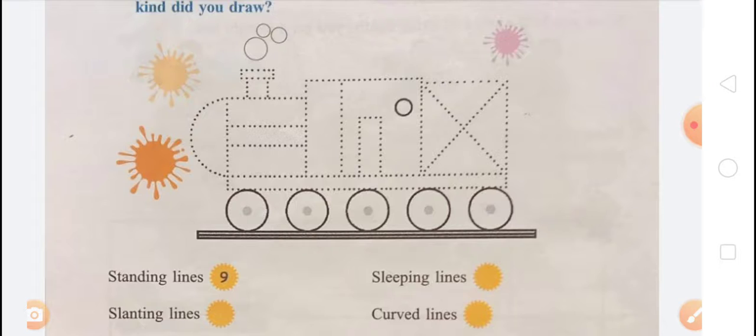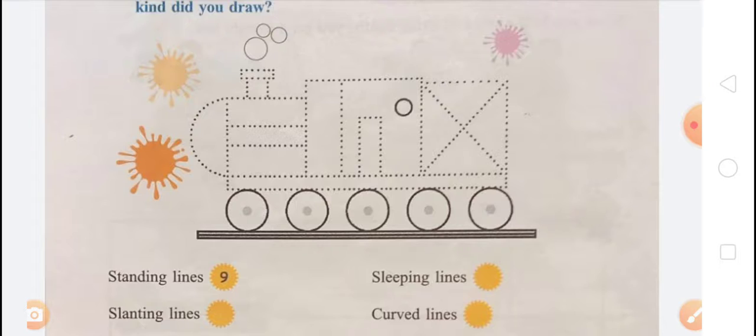So we have to count slanting lines. You can see here that there are only two slanting lines. So we have to write here 2. The number of slanting lines is 2. Okay, and the next is curved lines.